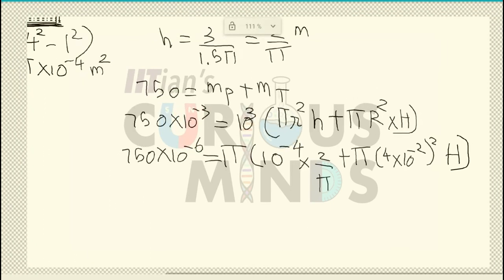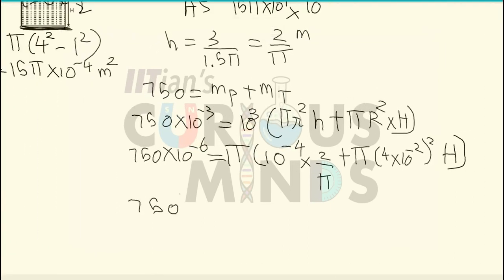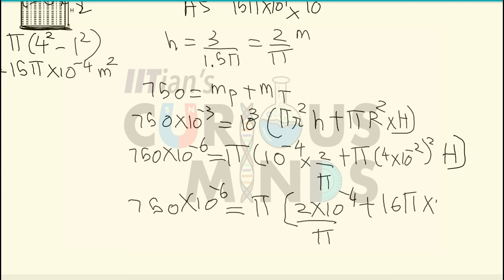So when I simplify the value, if I continue solving this, it will be equal to 750 into 10 raised to minus 6. It will be equal to pi into 10 raised to minus 4, so 2 into 10 raised to minus 4 divided by pi, plus 16 pi into 10 raised to minus 4 into capital H. If I have taken a pi common, this part will get removed from here, so it will be simply 16 into 10 raised to minus 4 into H.